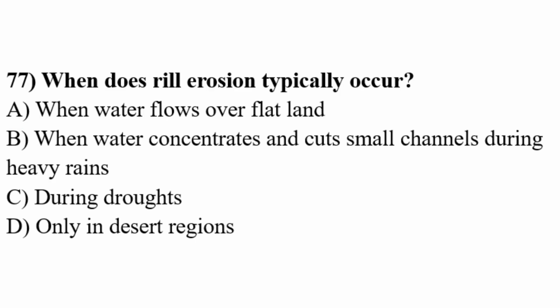77. When does rill erosion typically occur? A. When water flows over flat land. B. When water concentrates and cuts small channels during heavy rains. C. During droughts. D. Only in desert regions. Answer: B. When water concentrates and cuts small channels during heavy rains.